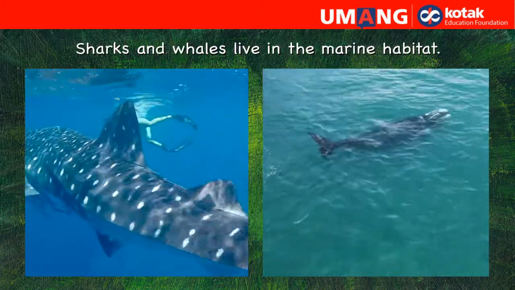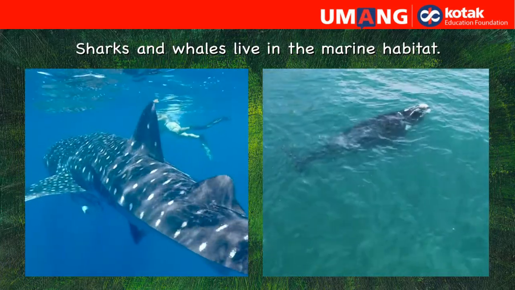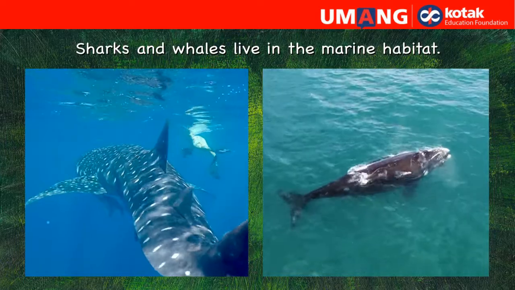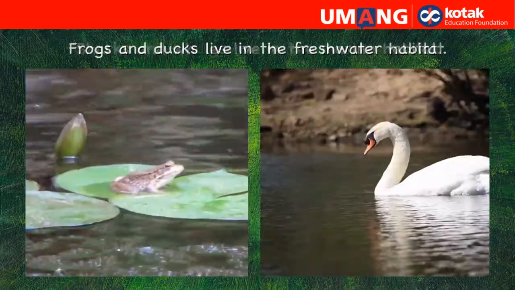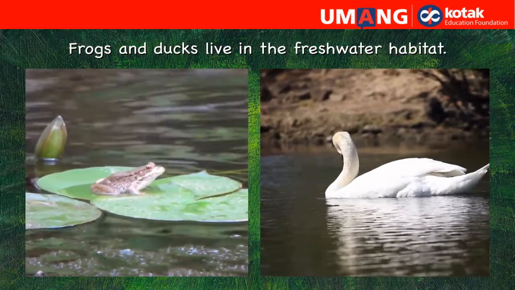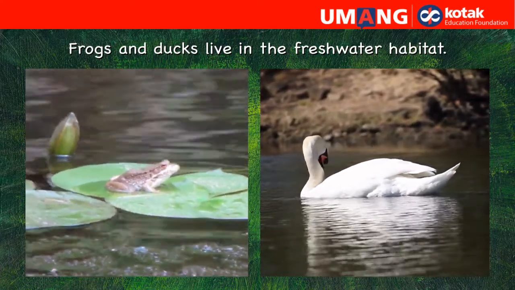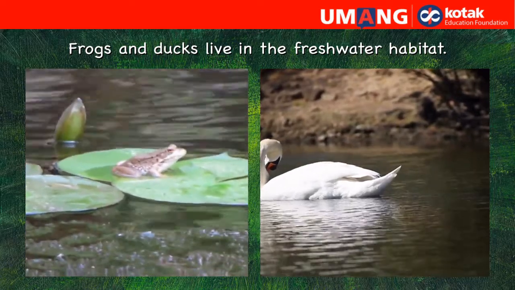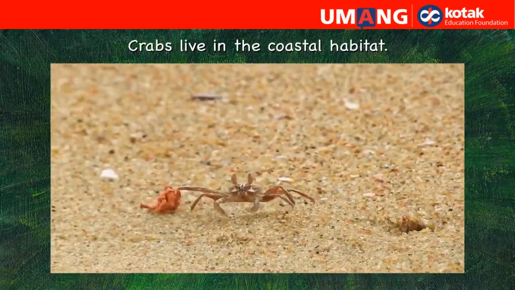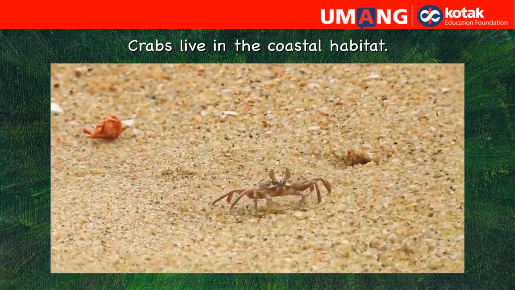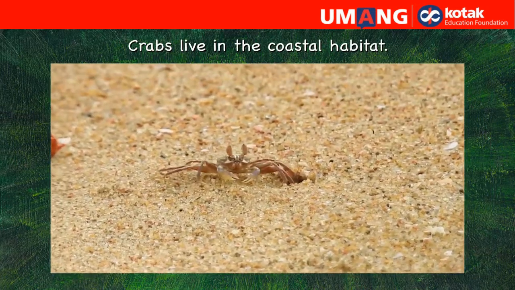Sharks and whales live in the marine habitat. Frogs and ducks live in the freshwater habitat. Crabs live in the coastal habitat.